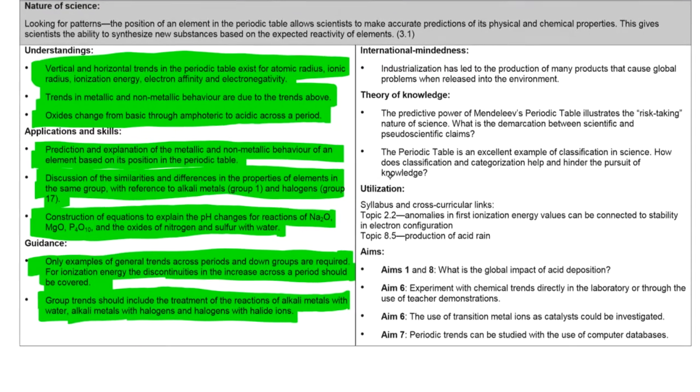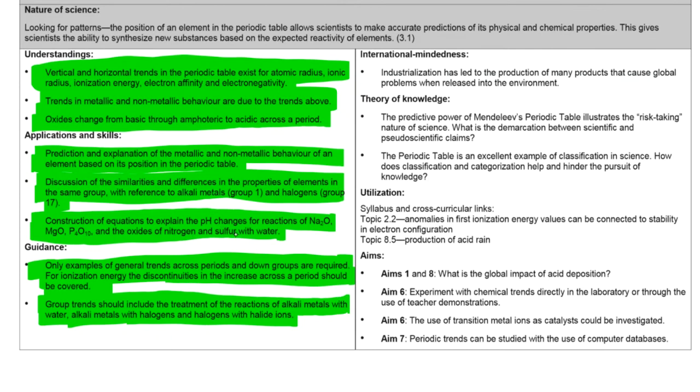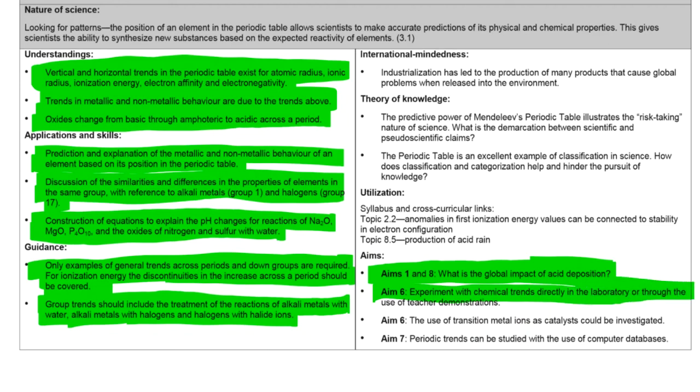And an interesting topic here, considering nitrogen and sulfur, is acid deposition. This will be something we cover in topic 8 as well, so you don't have to worry about that much. I'll probably continue this video series to topic 8, and by that time we'll be able to cover this in more depth. Experiments with chemical trends directly in the laboratory through teacher demonstration.